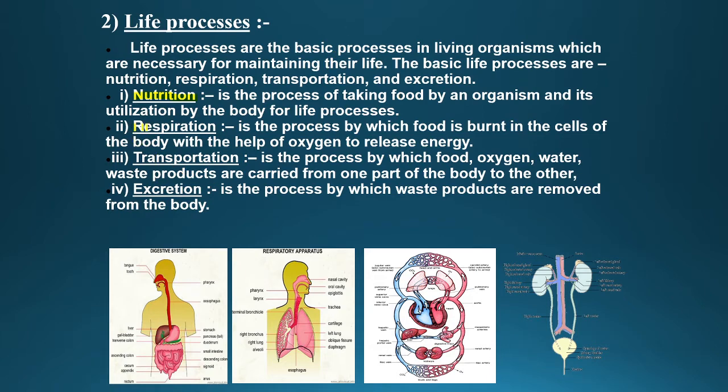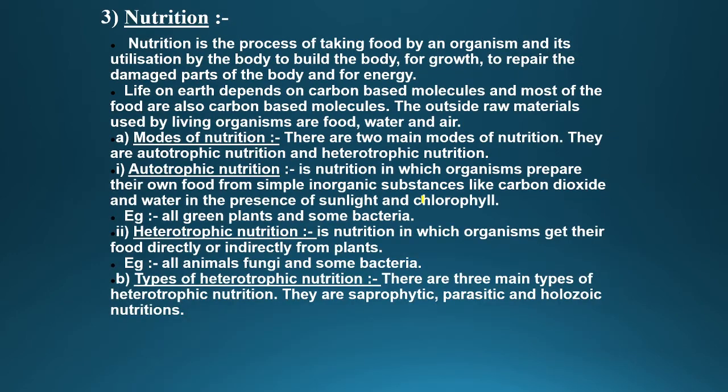Second one is respiration. We know what respiration is, the inhalation and exhalation of oxygen and carbon dioxide. Then transportation comes into the part about the heart and the circulatory system, and excretion comes with the part of the kidneys. Excretion is the process where waste products are removed out of the body.